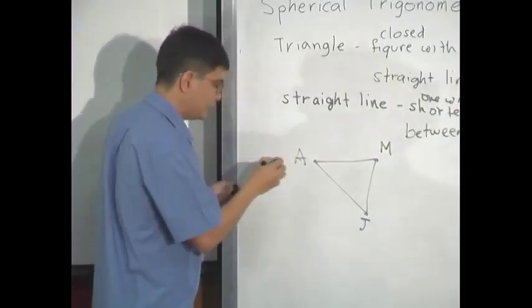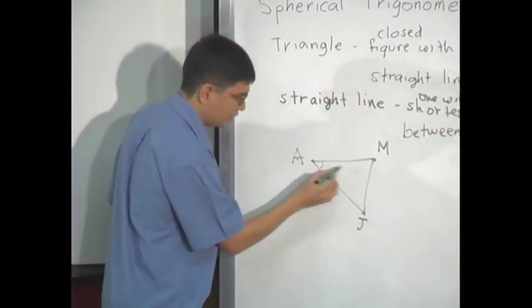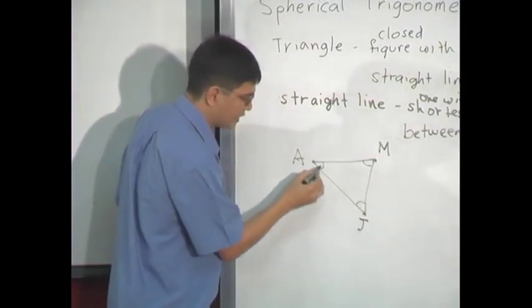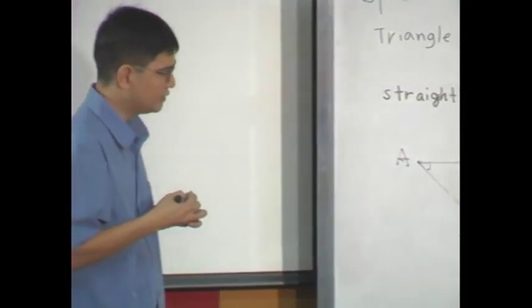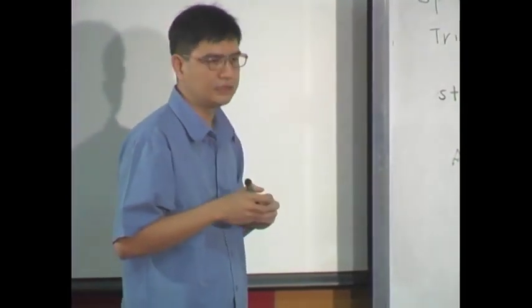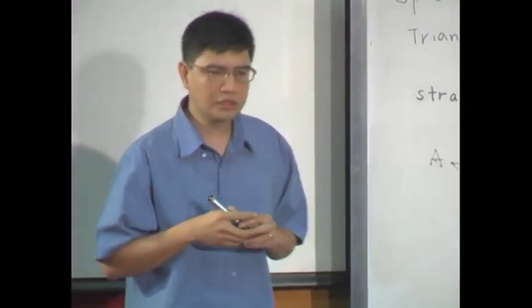We can actually measure these three angles. We can call them angle A, angle J, angle M. What can we say about the measures of these three angles? Something that is true for all triangles. Yes, Joe Andrea? The sum of all the angles in the triangle is equal to 180 degrees.